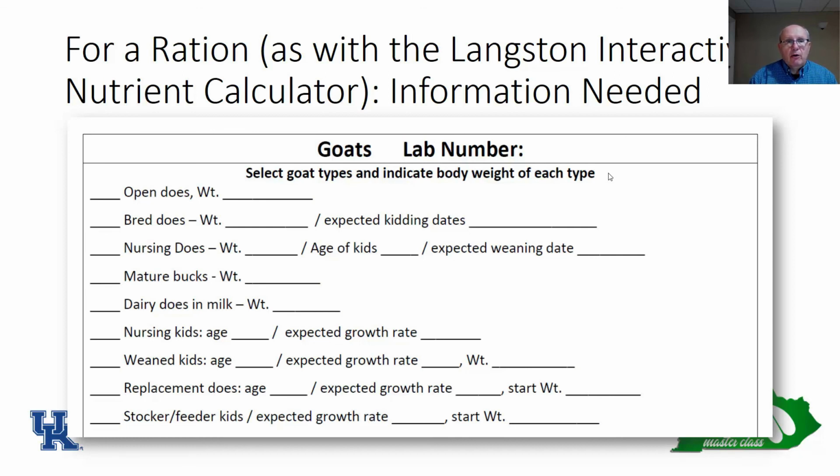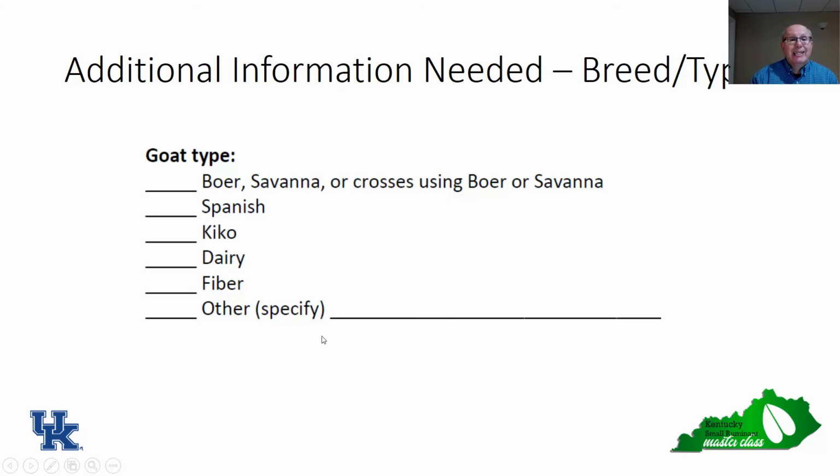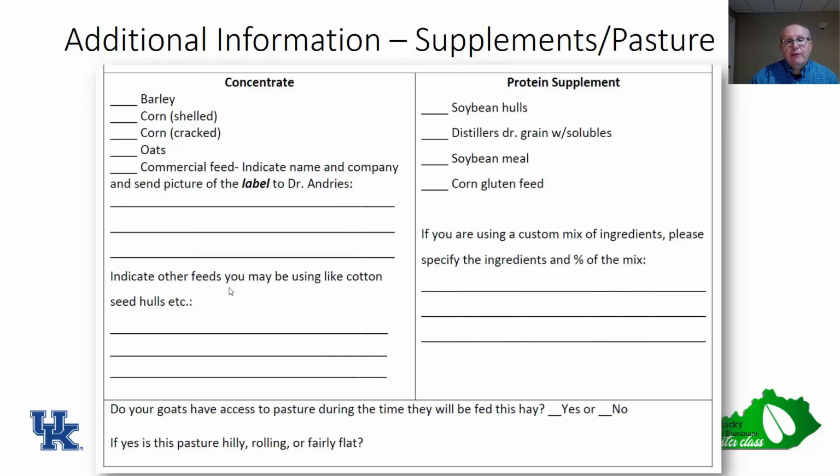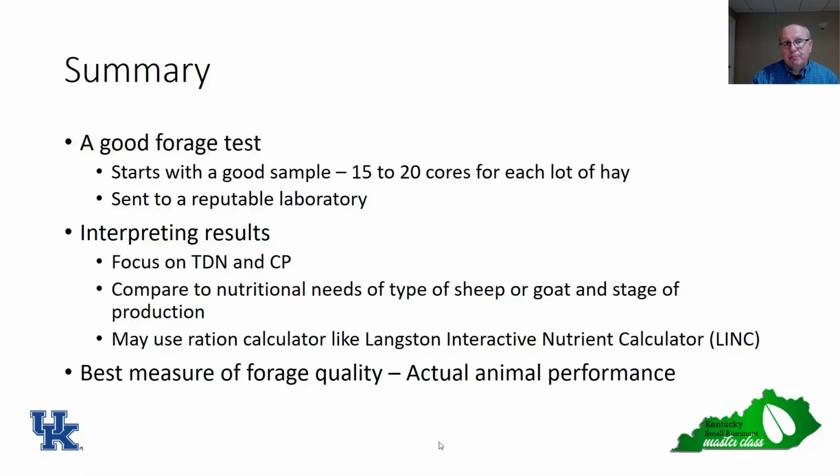Rations like the Langston Interactive Nutrient Calculator, abbreviated LINC, are going to require a lot of information from you. They're going to require information about the type of animal that you're inquiring about. They're going to need to know things like the breed, or if it's a dairy goat or a fiber goat, or things about that goat type. And they're going to want to know, what are you going to try or need to feed to that animal in order to meet their needs? And the last thing you'll need to know is, does it have access to pasture while you're feeding this hay?